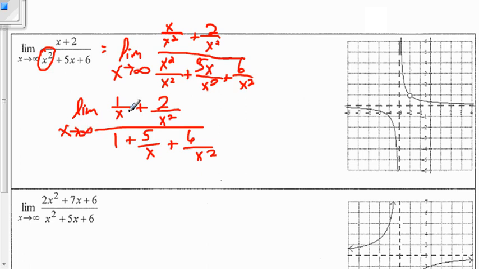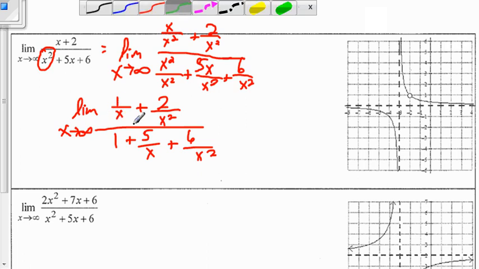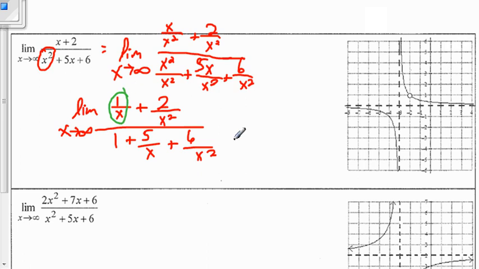Well, if I take 1 over x and let x approach infinity, I'm going to have 1 all over a very, very large number, and that alone is going to approach 0. 2 over x squared is going to approach 0. 1 is just going to be 1. 5 over x is going to approach 0, and 6 over x squared is going to approach 0. These last two are zeros.